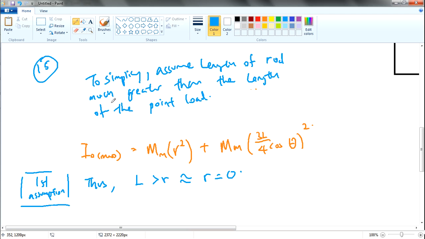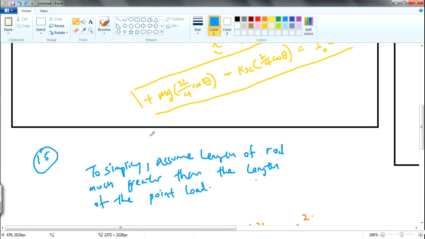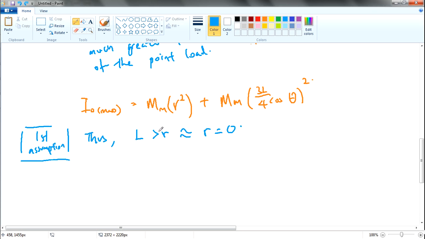Hold on. So to simplify, we make two assumptions. For the first assumption, we assume that the length of the rod is much greater than the length of the point load. What this means is that the length of the rod is L, this whole thing is L. But the point load of the mass is just this R. Compared to L, R is quite negligible. So therefore R is equal to 0, since L is much greater than R. So this is the first assumption.